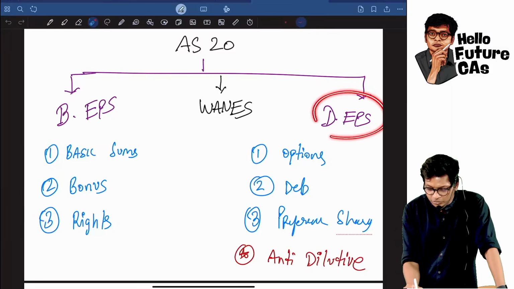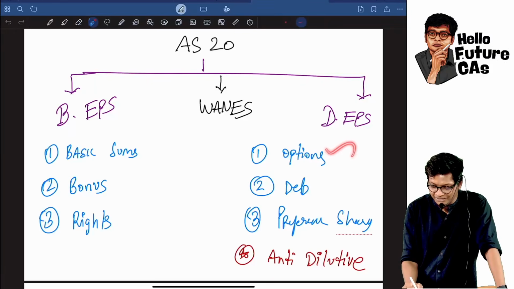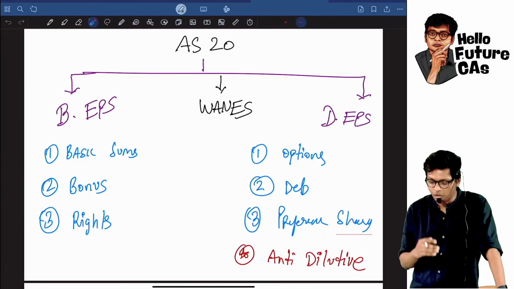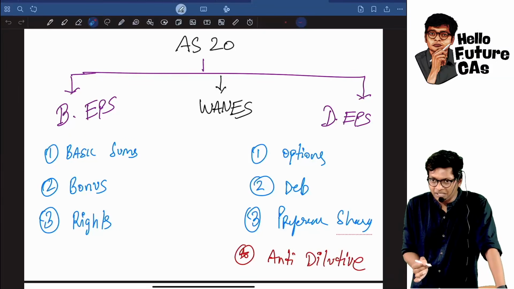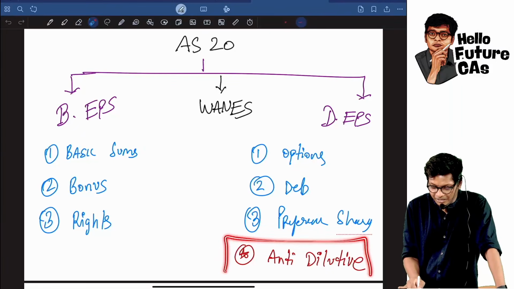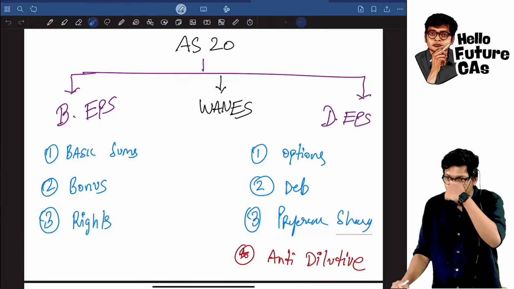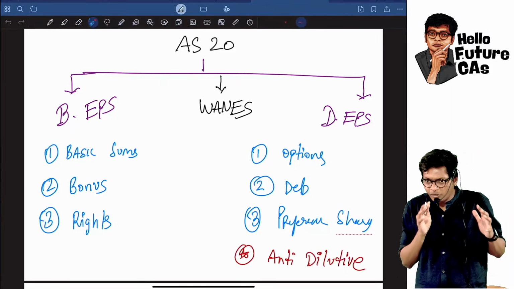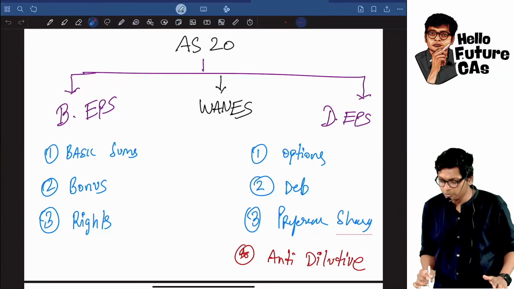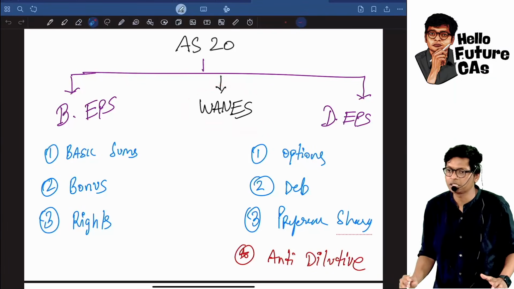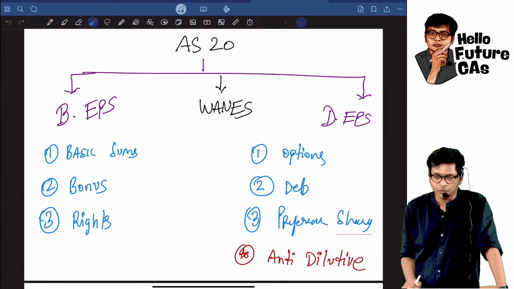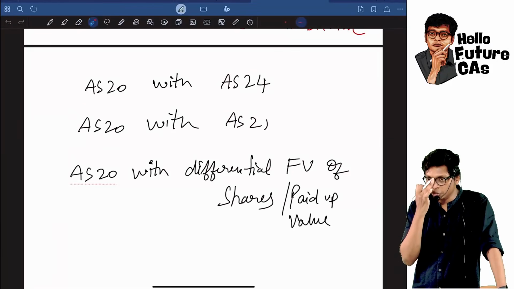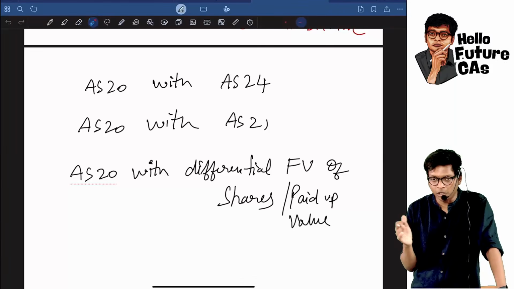Then in diluted EPS we have options, debentures and preference shares. I have one sum covering all, and we also have to note a unique concept called anti-dilutive in nature, very important but not tested lately in exam. And for both basic EPS and diluted EPS, you should learn how to compute the weighted average number of equity shares.